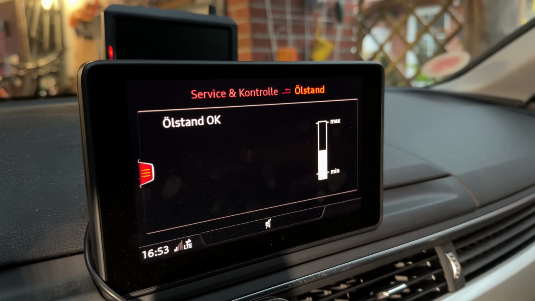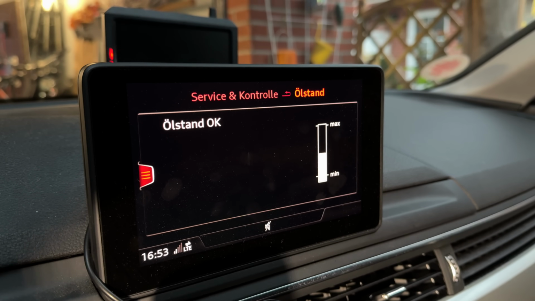That is how to check the engine oil level on your Audi A4 F4 Avant.